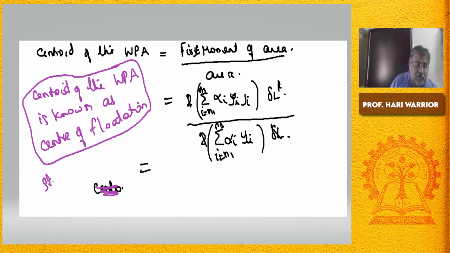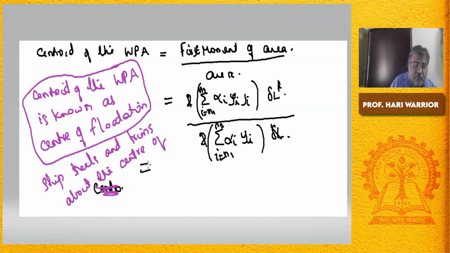Ship heels and trims about the center of flotation. Mainly this one. Heel, we don't usually say that. Heel is usually not used, but we can say for sure that the ship trims about the longitudinal center of flotation. We'll come to that. There is a lot to study in that itself.